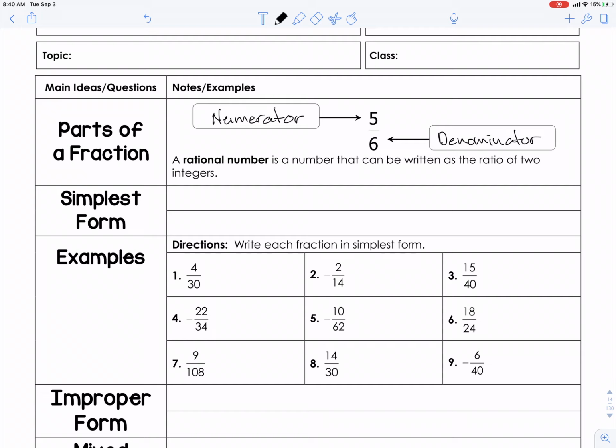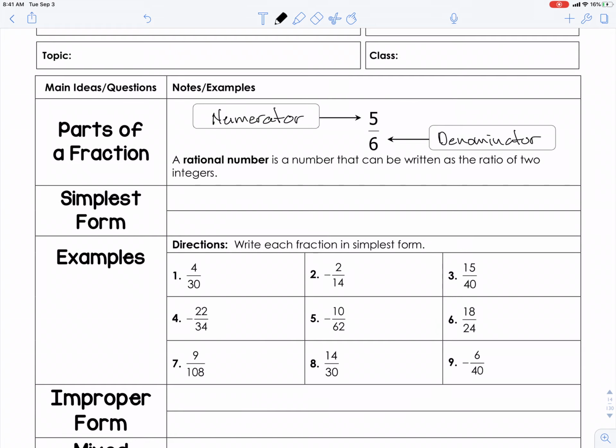A rational number is a number that can be written as the ratio of two integers. So really this is a ratio problem. There's 5 of 6 in this specific example of a fraction. They are all small division problems. So if you ever need to turn a fraction into a decimal, always divide the top number by the bottom number. So it would be 5 divided by 6 in this case.